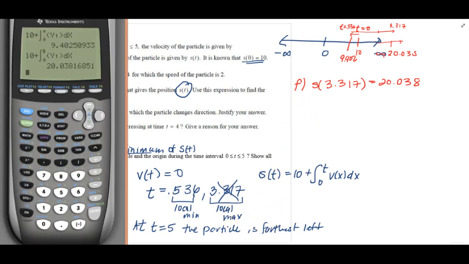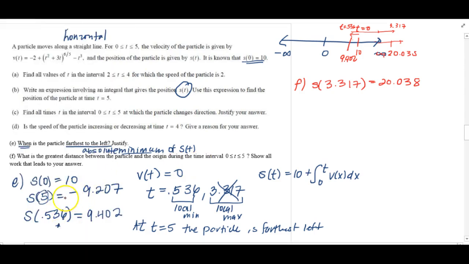Let's see. If I analyze the graph again, well, then I go all this negative area to the left because my velocity is negative. And at the very end, where am I at? Well, at S of 5, I'm all the way over here at negative 9.207. So after 3.317 seconds, or units of time, because we don't have a time, I turn around, go to the left, and right here, this is where I end up at 5.